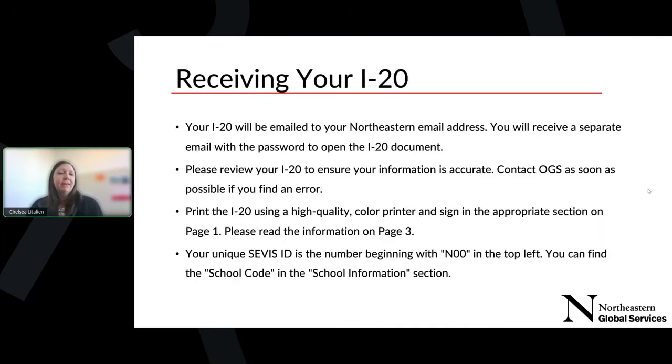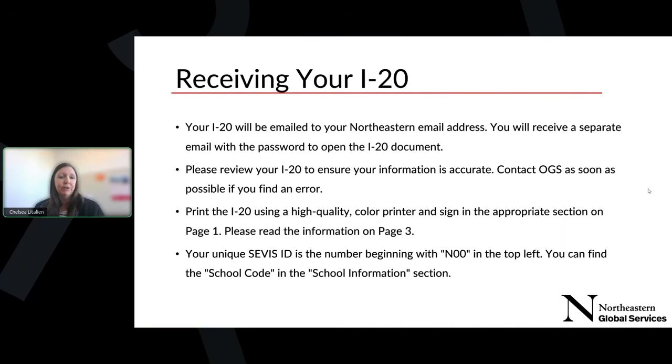In either situation, if you're transferring or you're coming from outside the US, you will receive your I-20 from us via email to your Northeastern email address. In general, we will only communicate with your Northeastern email address, so get in the habit of checking that every day. You'll receive one email with the I-20 as a PDF attachment, and a separate email with the password to open it. As soon as you get that I-20, review it to make sure the information is accurate and contact us if it's not.